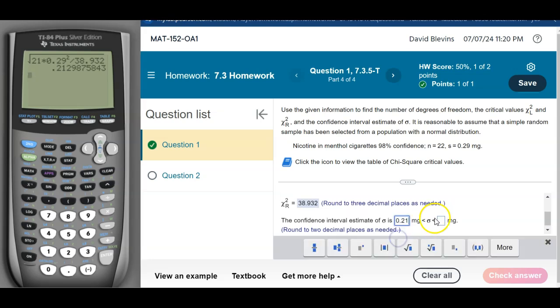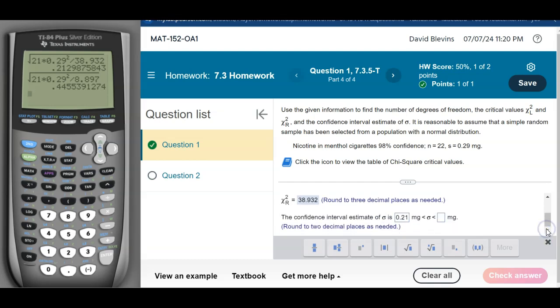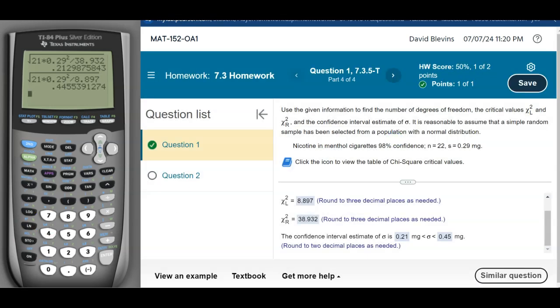All right, and then the second time, all I have to do here is hit second enter. That'll bring back the last thing I just did, and then I just change this lower number, the chi-squared L, to 8.897. And so there is my upper estimation, the 0.45 for the upper one. All right, and so that's the procedure that you have to do to get these with the TI calculators. Because there is not an inverse chi-square button, we can create one with that solver button.